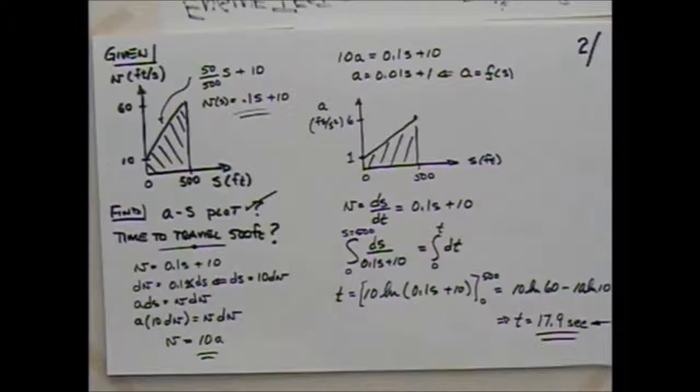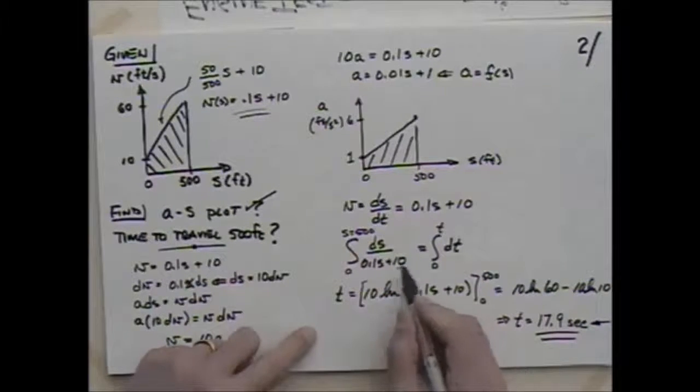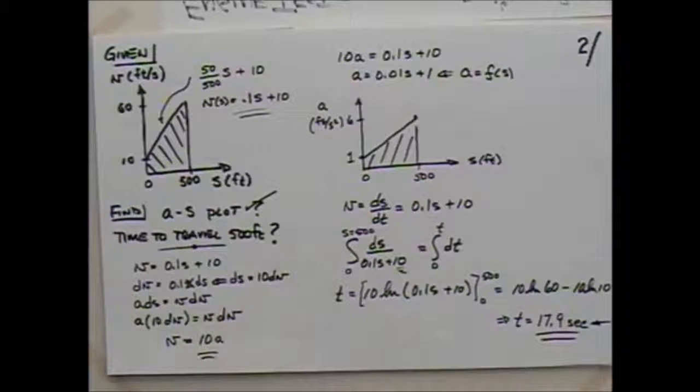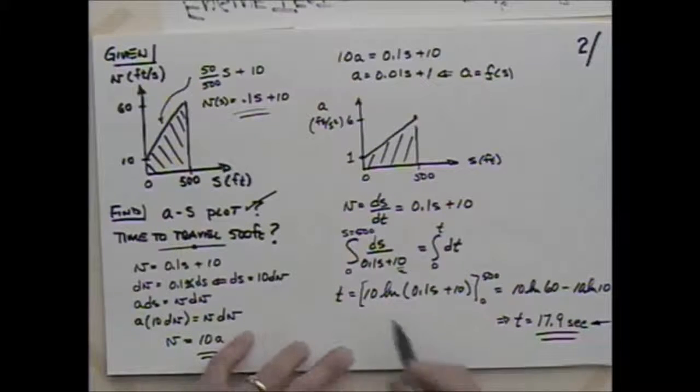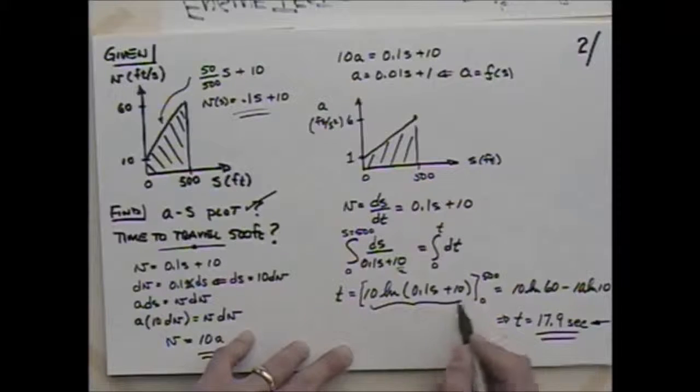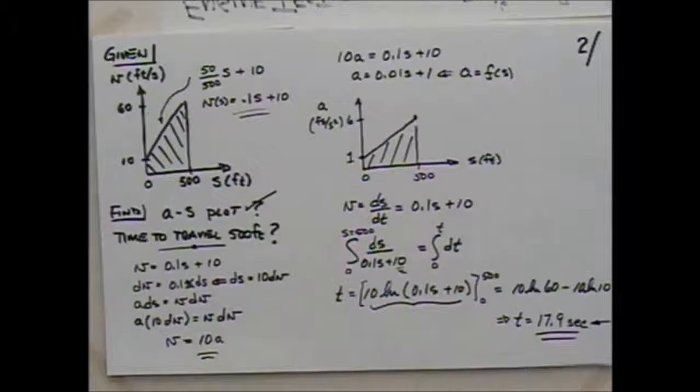Questions with that? Yeah. Wondering about the 10 in front of the natural log? Well, that comes from this 10 down here. So if that was a 1, we wouldn't have it. So you could test this and you could differentiate this and see if you get back to that. Other questions?